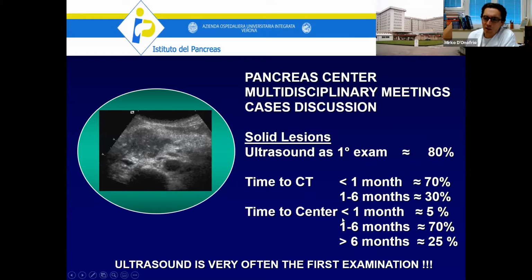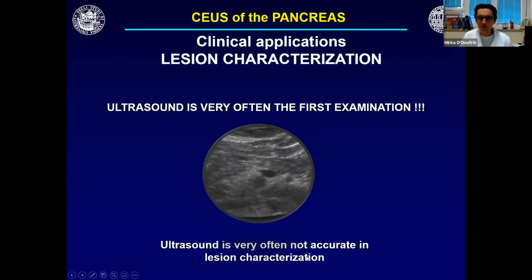So just look at the time to arrive to a high volume center such as our Pancreatic Institute in Verona, and sometimes it's absolutely too long for a pancreatic cancer. So remember, ultrasound is the first examination, and for example, this is a small nodule, hypoechoic and solid in the uncinate process of the pancreas that was incidentally detected. So what can we do, what can we write in our report by using only ultrasound.